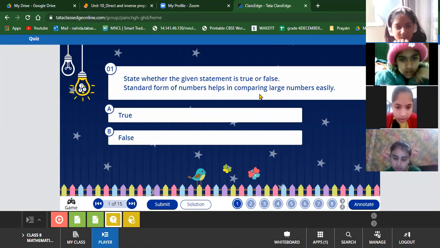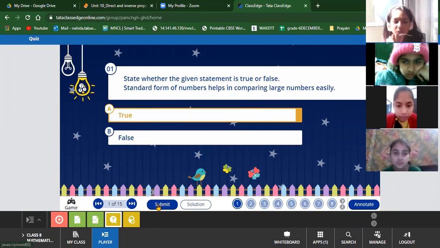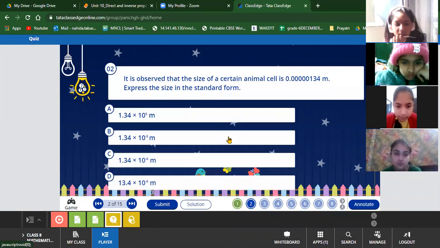State whether the given statement is true or false. The standard form of a number helps in comparing large numbers easily. True or false? True. Okay, great. Next. It is observed that the size of a certain animal cell is this much meter. Express the size in the standard form. It is a decimal number, so how will you represent it?